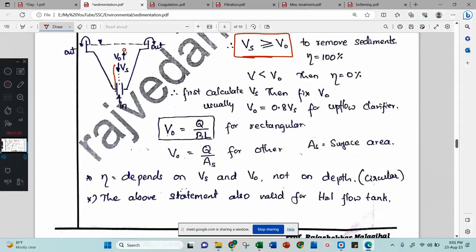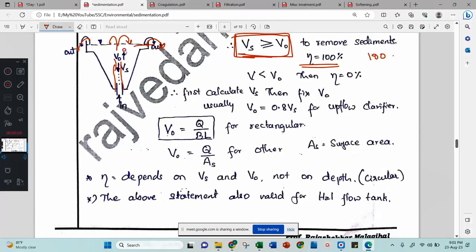Here is the pipe. This pipe will come here, the water will go, and it will be out. Here in the sedimentation tank, Vs should be greater than V naught. This we have to take care of, and if it is taken care of, then the efficiency is 100%.